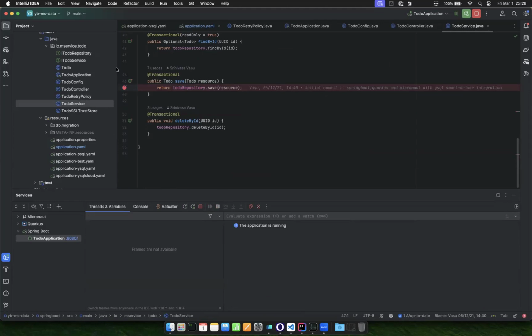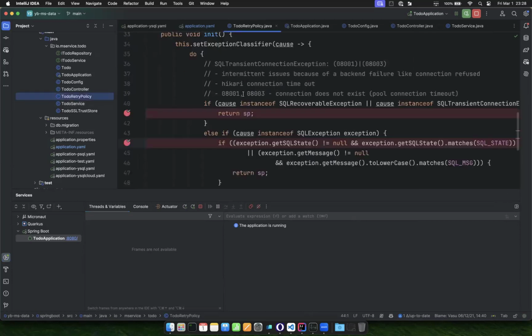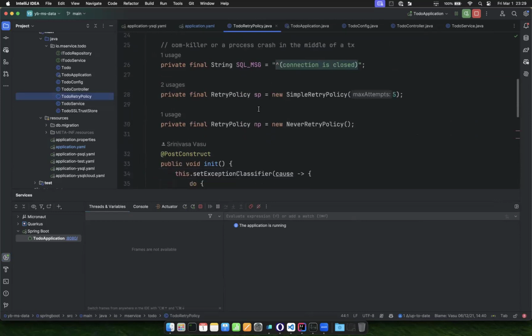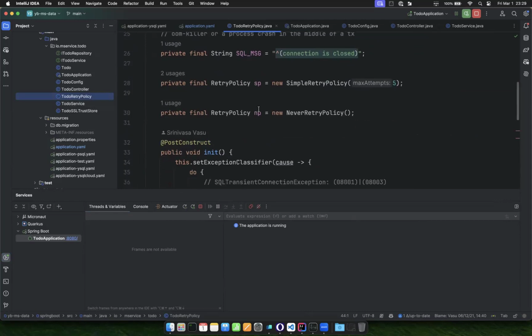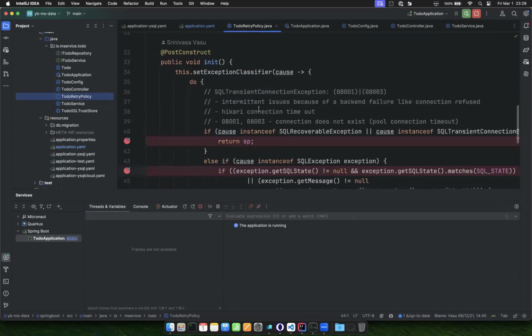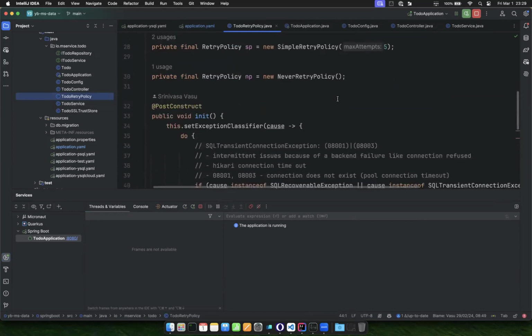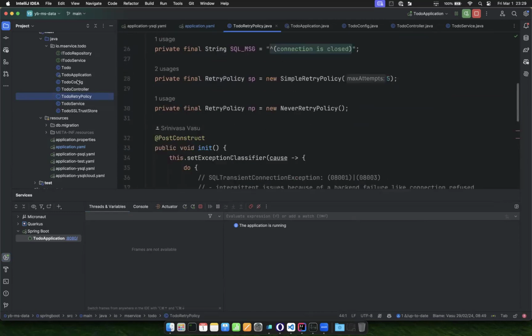So let's spend a couple of minutes to understand the retry policy itself. Like I said, you can have multiple retry policies depending on the execution flow or the exception path. In this case, I've kept two different retry policies. One is never retry. For some of the persistent errors, you don't want to retry, because even if you retry, nothing is going to change. And for other transient errors, it makes sense to retry those execution flows, right?